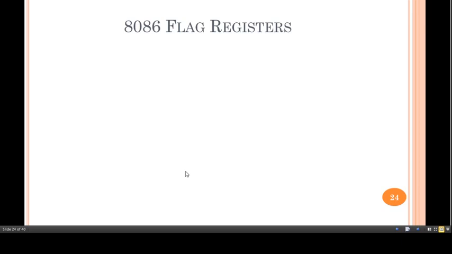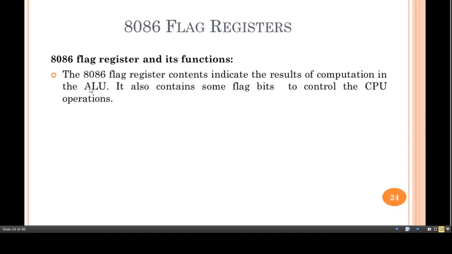Next category of registers is flag registers. So what are the flag registers and their functions? The 8086 flag register indicates the result of computation in the ALU, which means whatever operation is performed in the ALU, either arithmetic or logical, the status of that operation is reflected in the flag register. It also contains some flag bits to control the CPU operation.